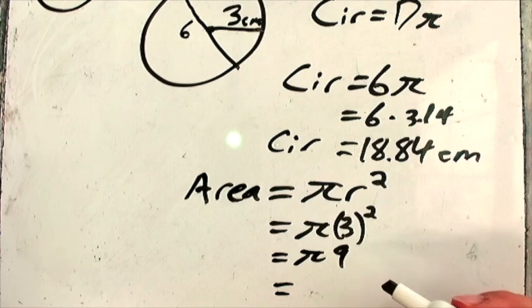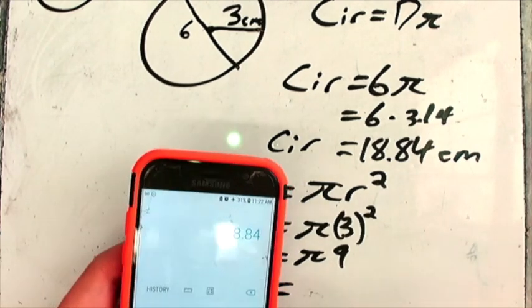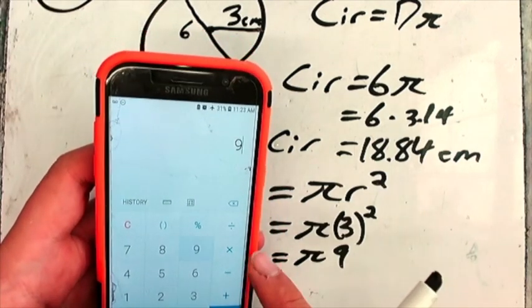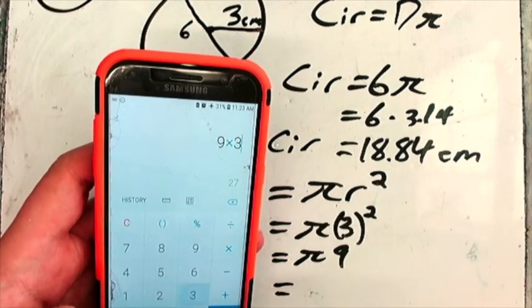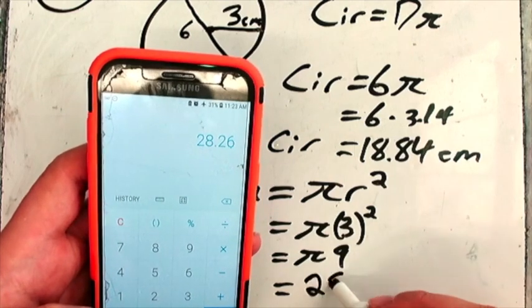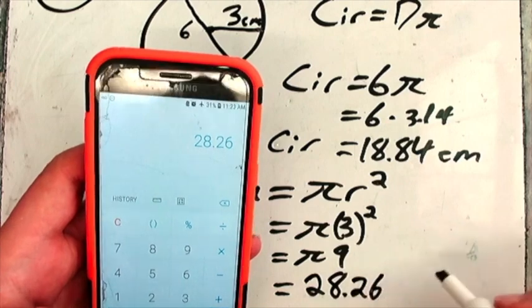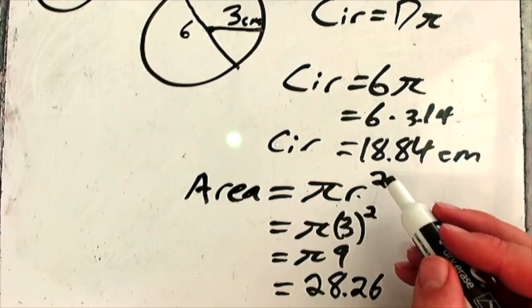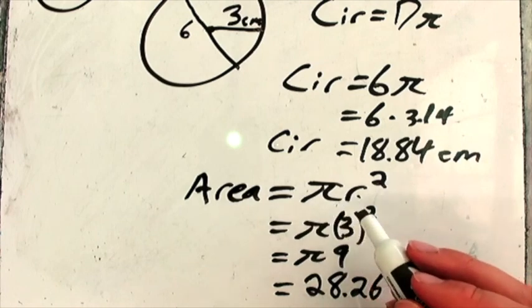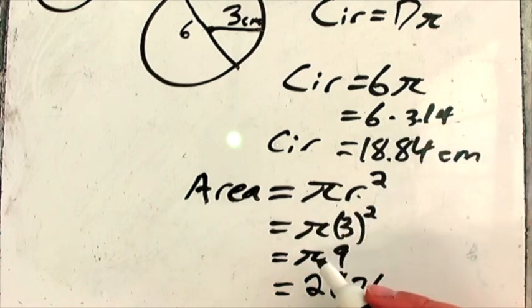And let's get an actual number here. So again, I'm going to bust out my calculator. And I'm going to say 9 times 3.14. Bingo, 28.26. So I've got r squared times pi, 3.14. Again, pi is 3.14. And that is question 5.